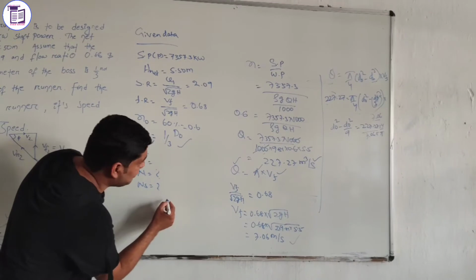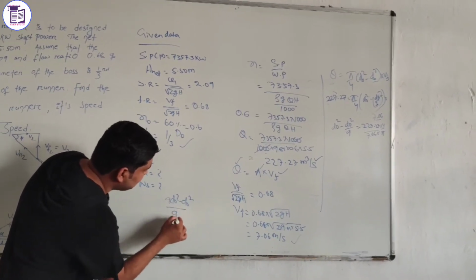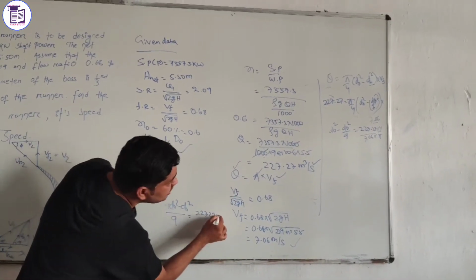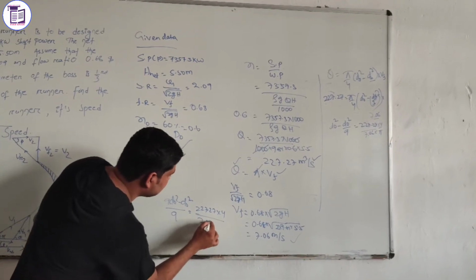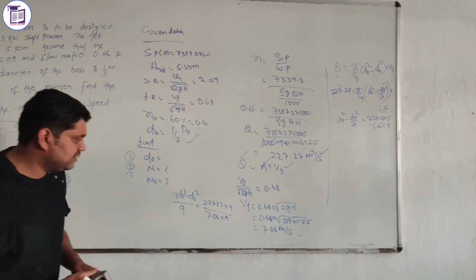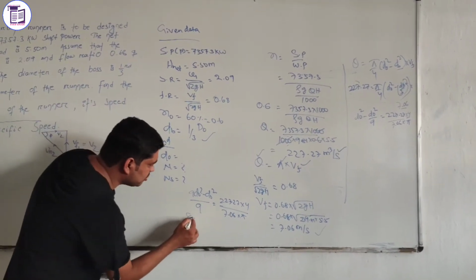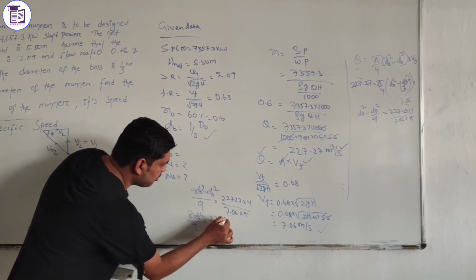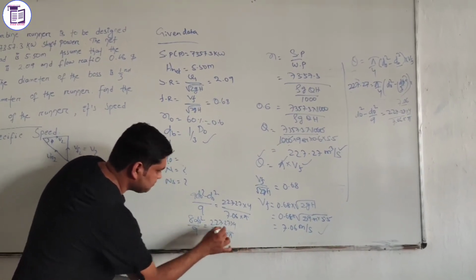So Do square by 9, that is Do square minus Do square by 9, is equal to 227.27 into 4 by 7.06 into pi. This is your value. So Do square, that is 8 Do square by 9, is equal to 227.27 into 4 by 7.06 into pi.